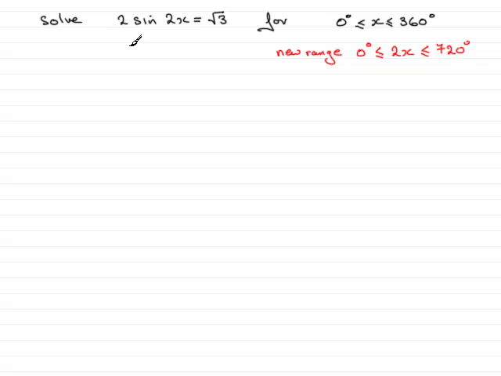Okay, let's start then doing the question. So we've got 2 sine 2x equals root 3. First thing I've got to do is remove this 2 by dividing both sides by 2. If I do that, I therefore have that sine 2x is equal to root 3 over 2. Next, I need to do the inverse sine to both sides. So we end up with 2x equals the inverse sine of root 3 over 2.